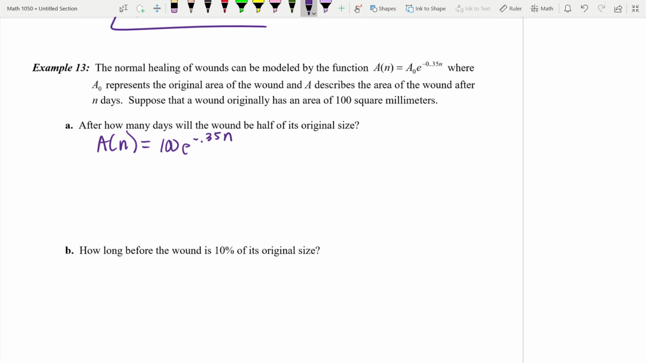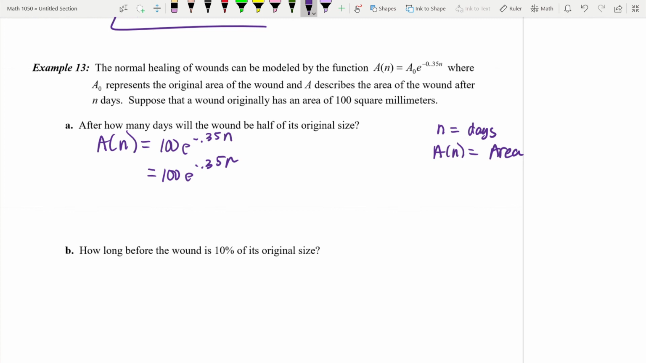How many days until the wound will be half of its original size? Everybody write n equals and A sub n equals. Read the words. n stands for the number of days. A sub n is the area of the wound. How many days will it be half of its original size? Well, guys, you're looking for n. So I know my n is going to stay an n. So I have to put something for area. Somebody tell me what to put over there.